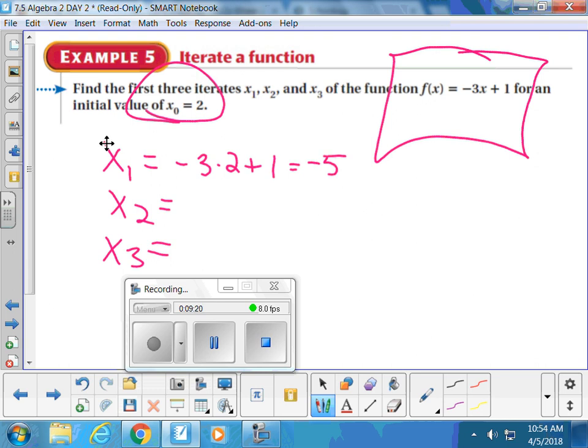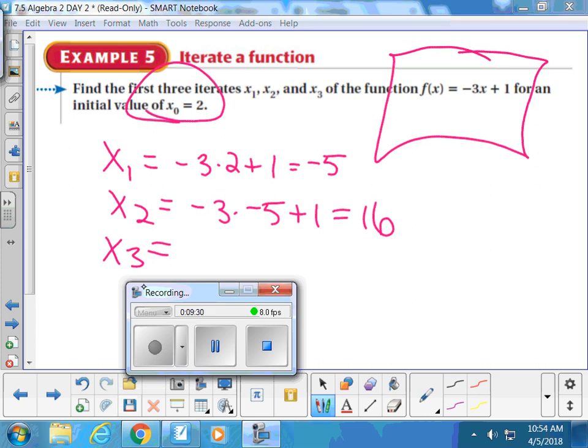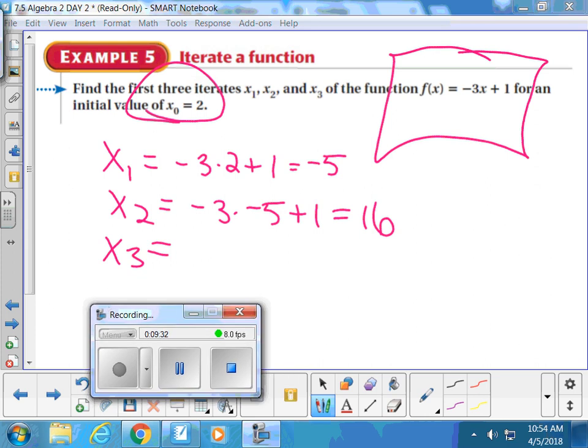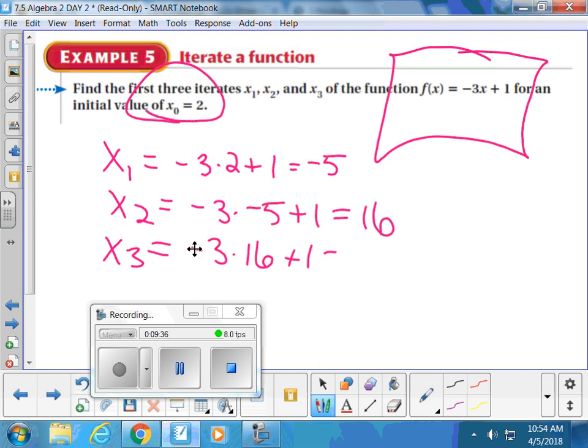Do you agree? To find the next iterate, iterate 2, you take the previous solution, -5, and put it in for x. So do you agree that's 16? And then to find iterate 3, you take -3 times the previous term and add 1 and get -47, I think.